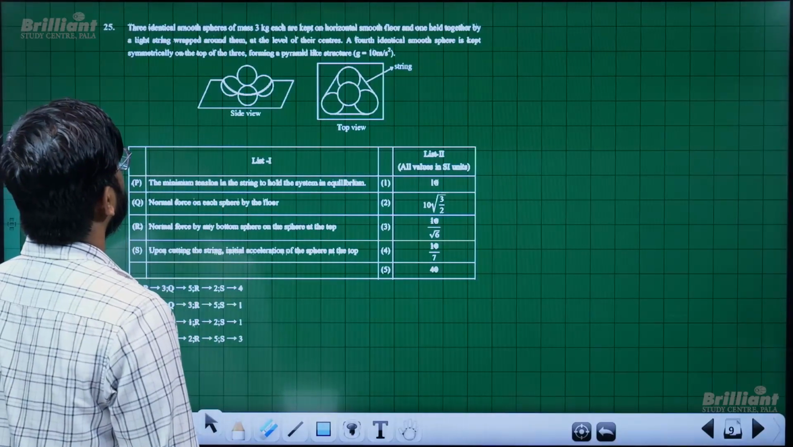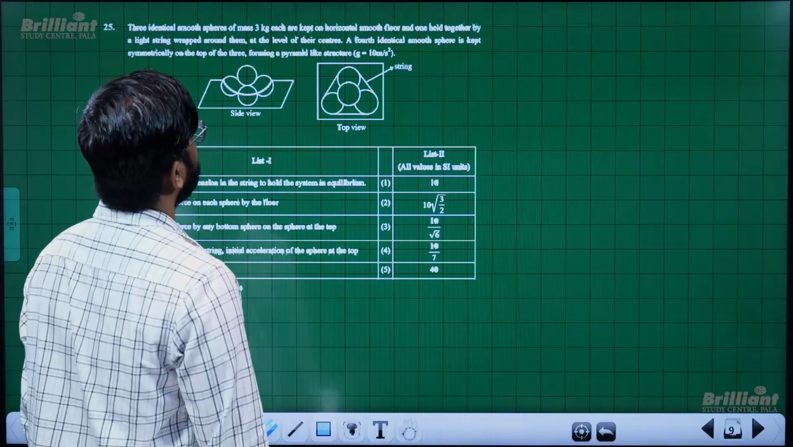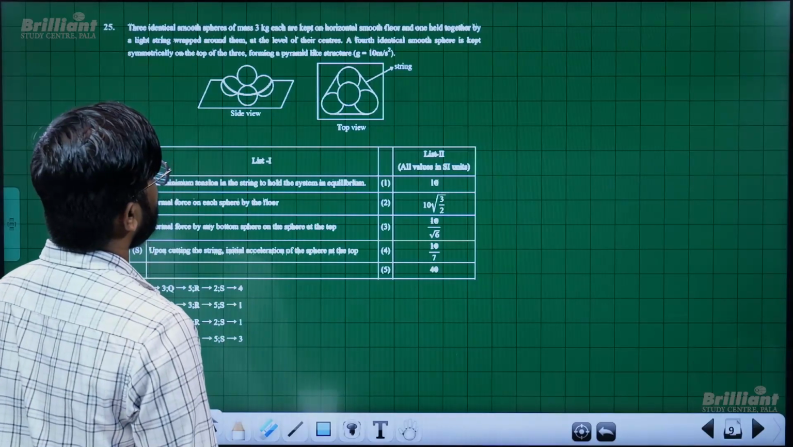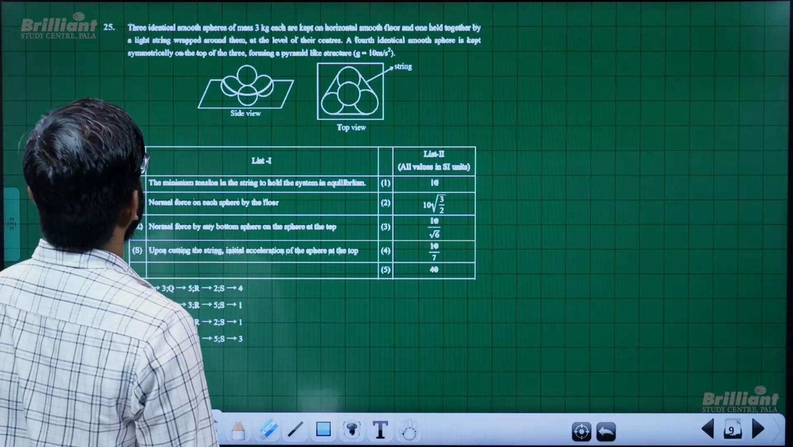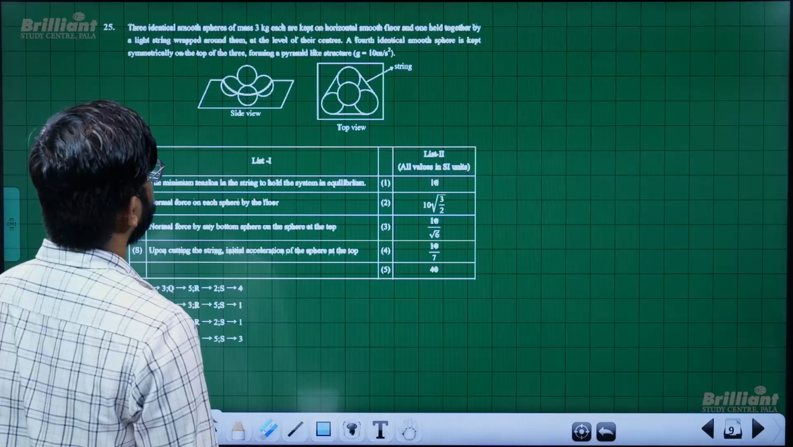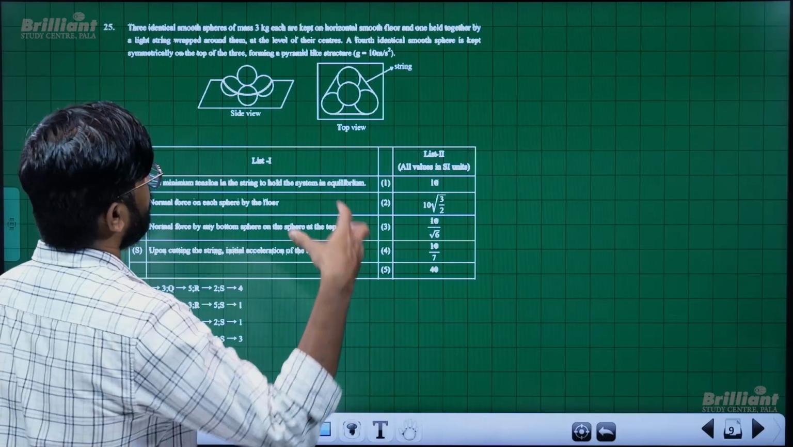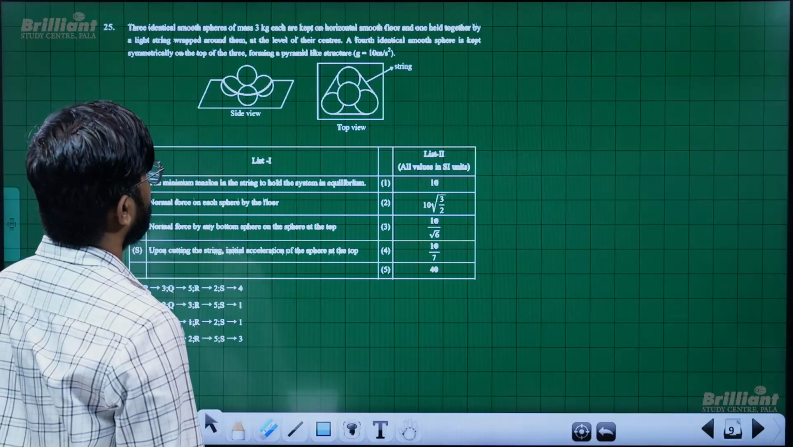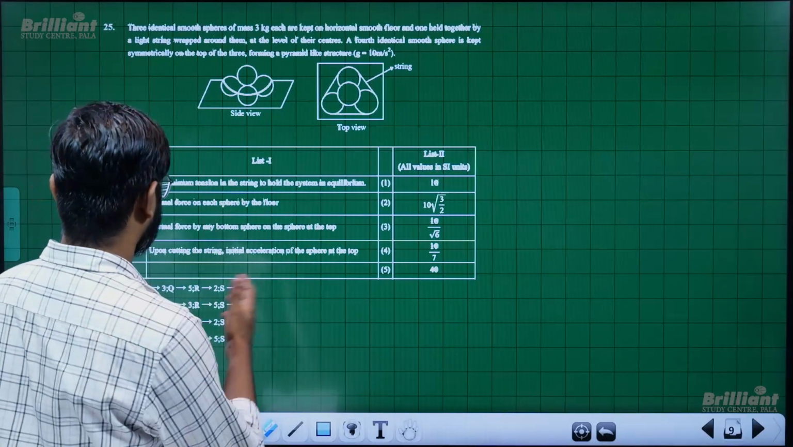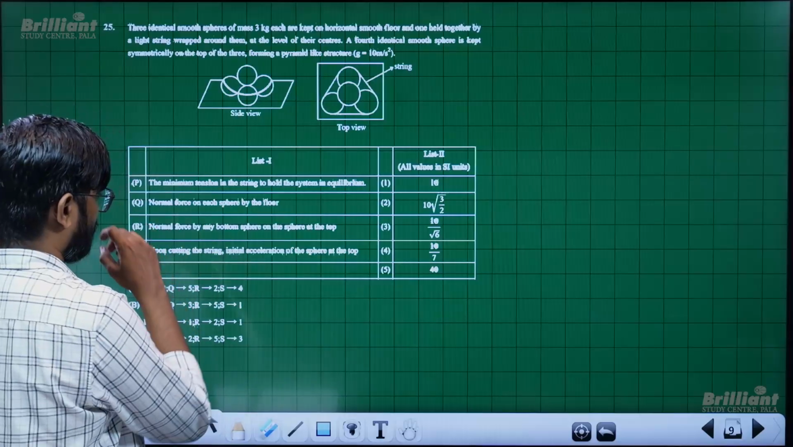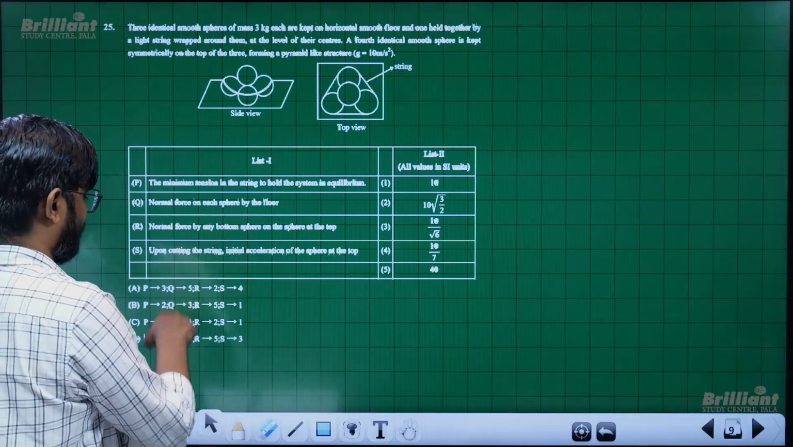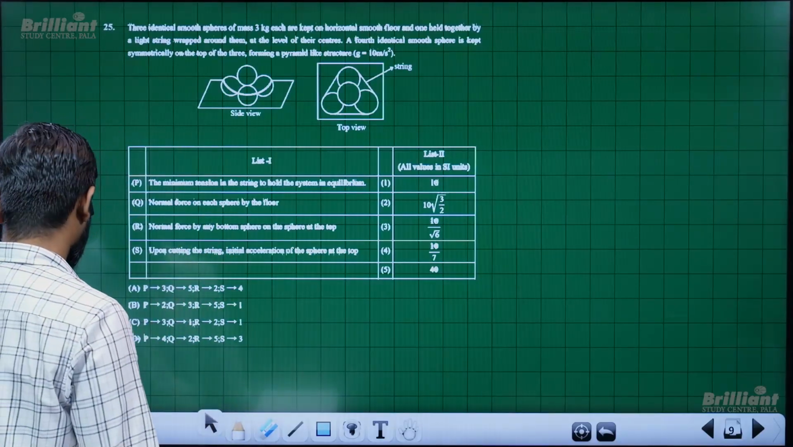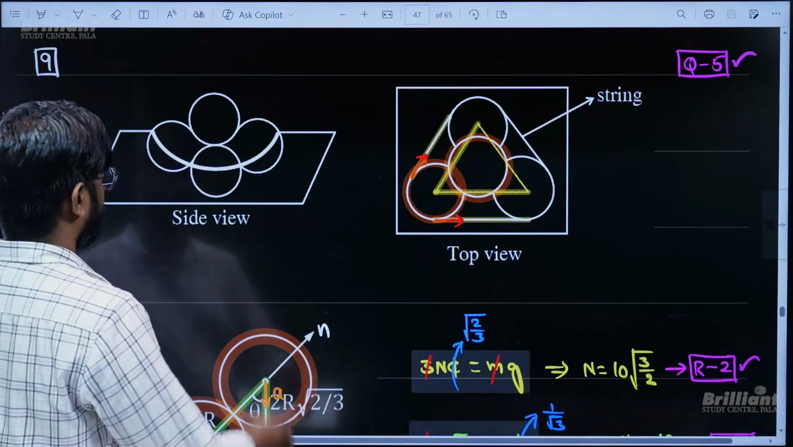3 identical smooth spheres of mass 3 kg are kept on a horizontal smooth floor and held together by a light string wrapped around them. The fourth identical smooth sphere is kept symmetrically on top of the 3, forming a pyramid-like structure. Then what is the minimum? Again here also you can get the option easily. Once you get the option, you can get the answer also easily. So this was the scenario.